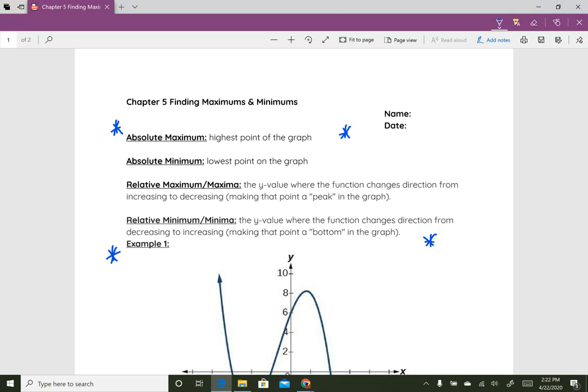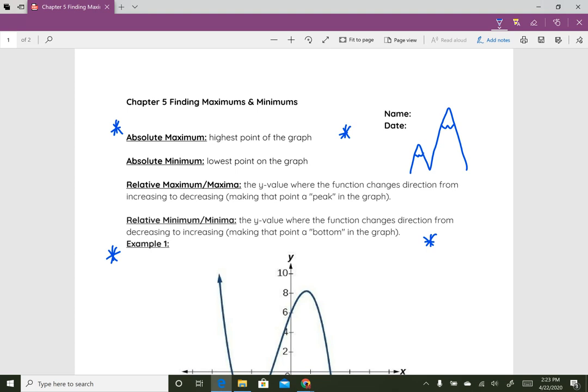We are going to talk about absolute maximum, absolute minimum, relative maximum, relative minimum. So when we're thinking about all these, I want you to think about a mountain range or a hill range, if you would. Think about the absolute maximum as the highest point of that mountain range. On a graph, the absolute maximum is the highest point of a graph. The absolute minimum is going to be the lowest point on a graph.